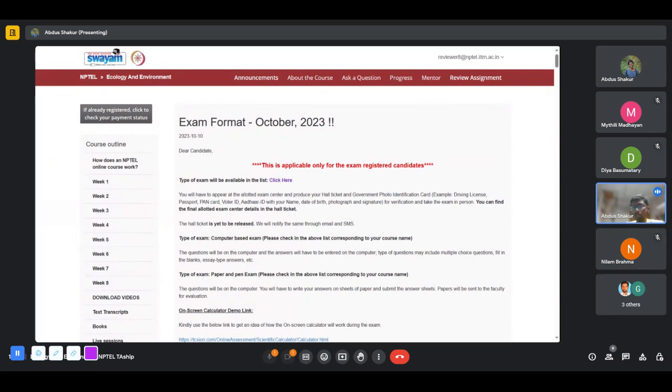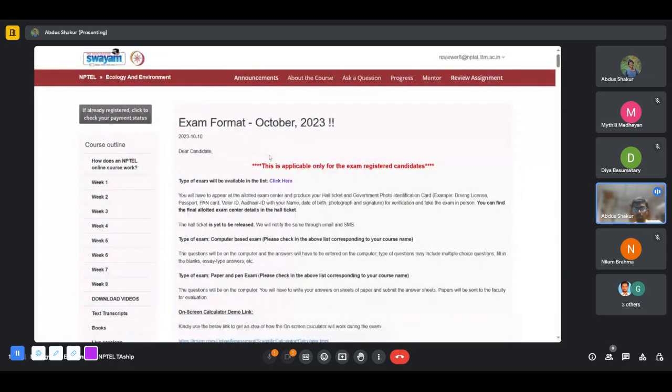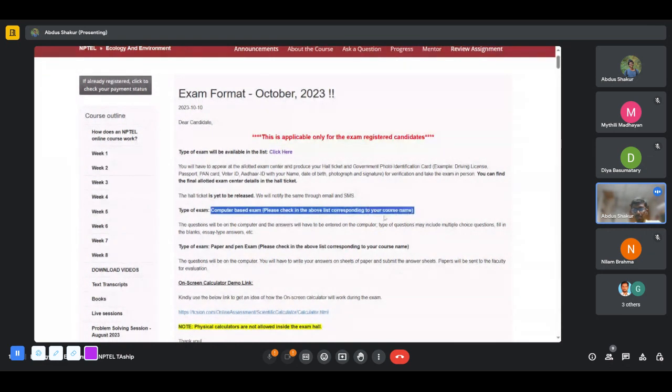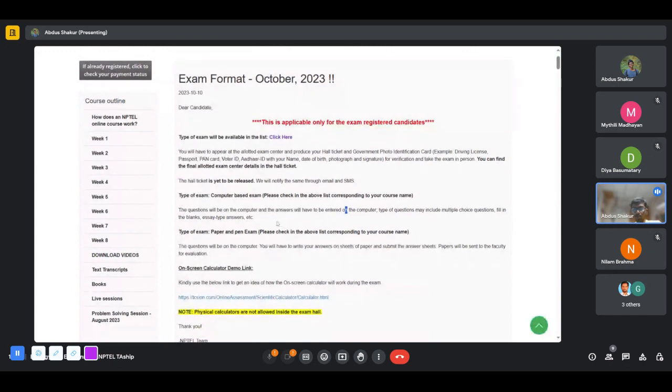So this is Ecology and Environment. The exam is going to be an online, computer-based exam. The questions will be on the computer and the answers will be entered on the computer itself. The types of questions include multiple choice, fill in the blank, and essay type. You just have to enter it online.